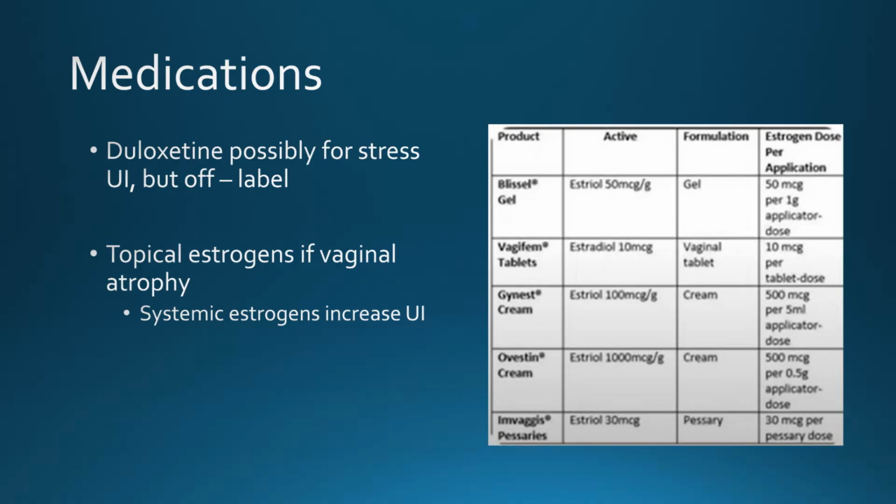Everybody uses duloxetine for everything. For fibromyalgia, you use it for gastrointestinal or reflux. Duloxetine is like the miracle drug, but it's off-label for urinary incontinence.